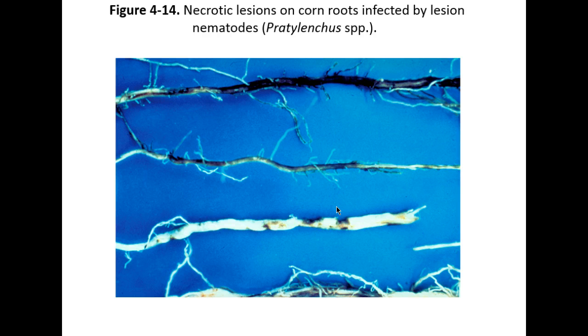Usually you can identify them to genus and determine the number and population per weight or volume of soil or plant sample. The numbers are what's going to determine the severity of the problem, because there are nematodes everywhere. Okay, so we just have to look at the population to see what would be a damaging amount.